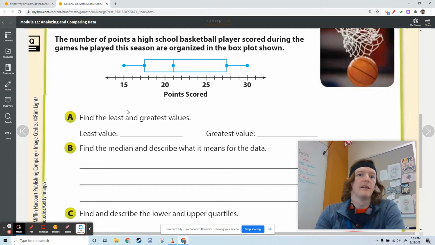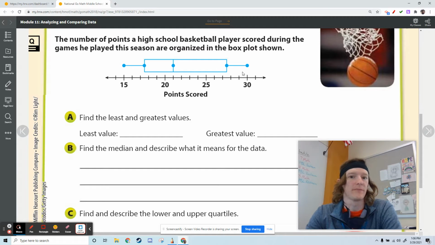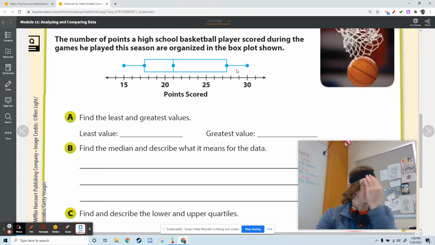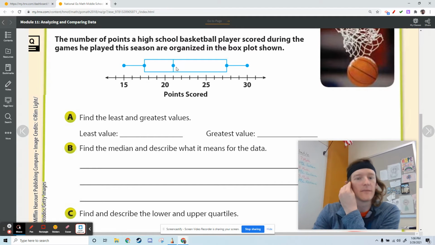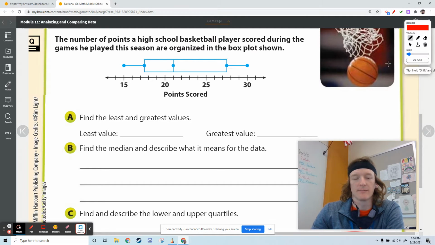Here we have the number of points a high school basketball player scored during the games he played this season. They're organized in this box plot. He scored from 15 to 30 points in games. That's actually kind of a lot. In the center, in our middle, he scored 21 points. In half of the games he scored less than 21, and in half of the games he scored more than 21.